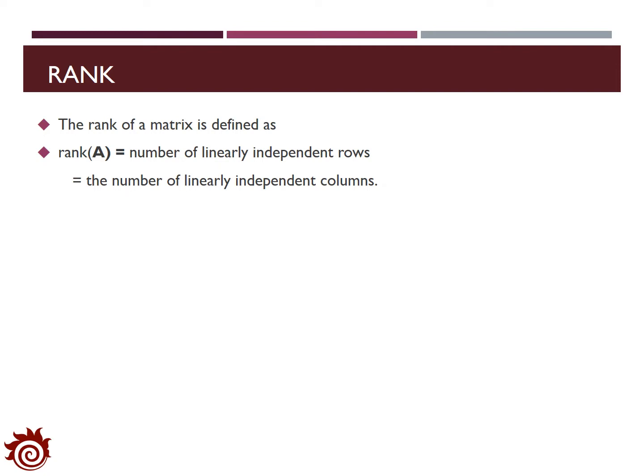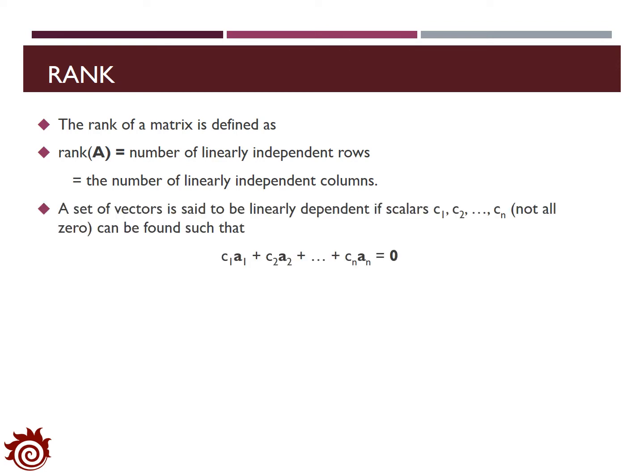Another characteristic of a matrix is rank. It's defined as the number of linearly independent rows or the number of linearly independent columns. So here we should refer to linear independence. A set of vectors is said to be linearly independent if and only if the only scalars C1 to Cn that make C1 A1 plus up to Cn An equal 0 in this formula are all zero.